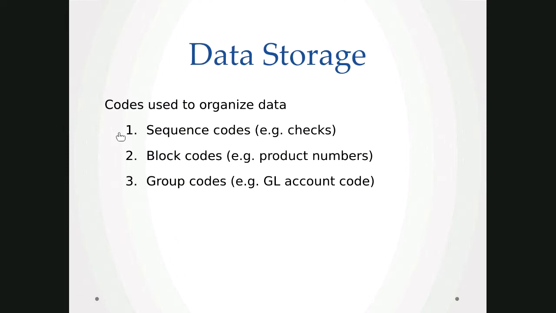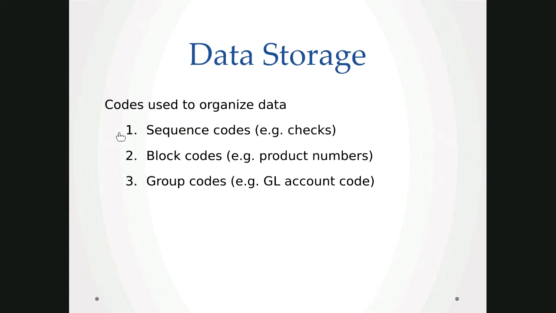There are different ways of organizing the data that you have stored, coding the data. The first one is called a sequence code. A sequence code is serial numbers given to documents so that you can trace them after you have used them. For example, checks have serial numbers, sequence numbers, 1001, 1002, 1003. Invoices have sequence numbers like 501, 502, 503.